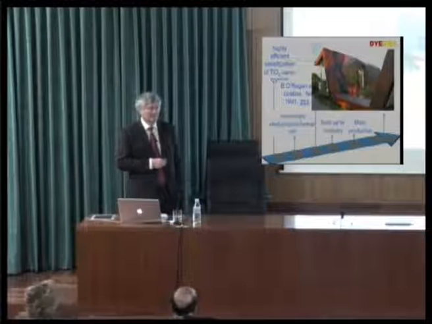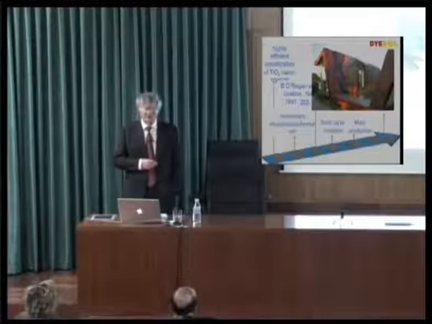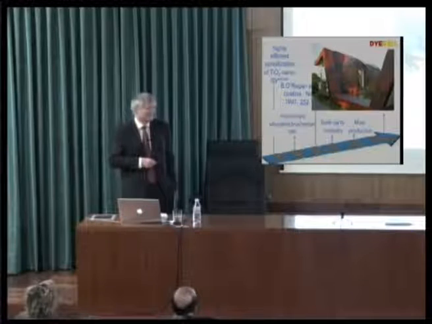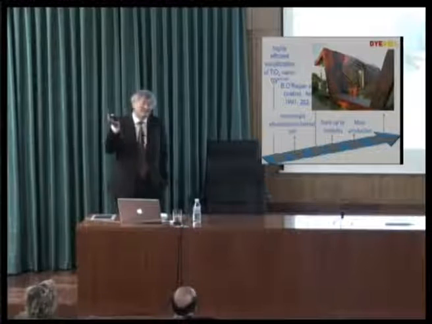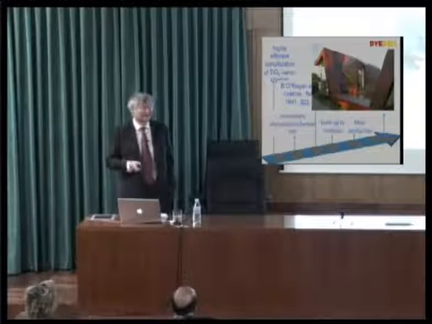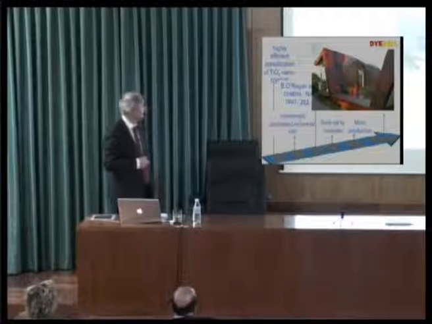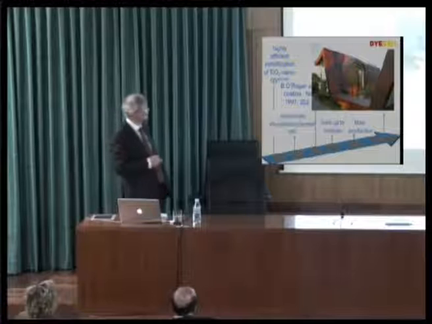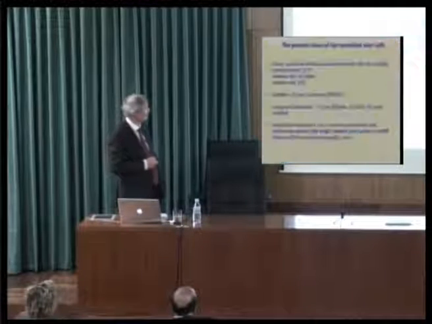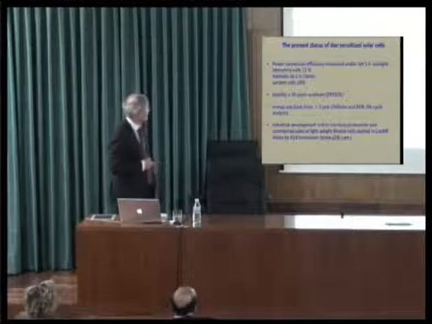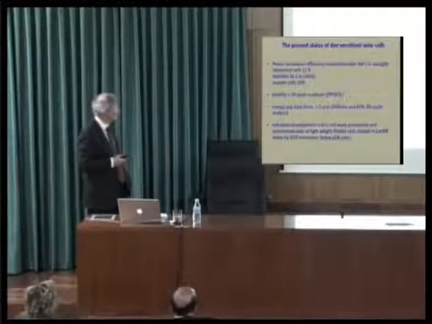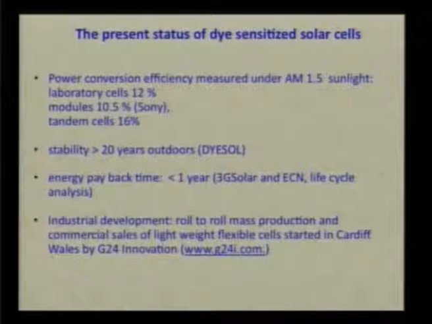When you make solar cells, a lot of people ask you, well, what's so special about your cell? Well, we can say that we're the only ones that can make transparent windows. And that's very important for building integrated photovoltaics. And so where are we today? We have a power conversion efficiency under standard conditions of 12%.